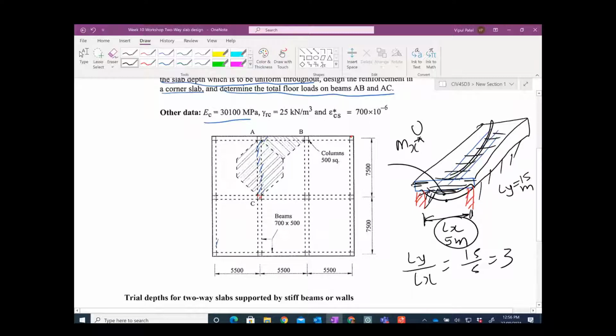But in two-way slabs, typically this span is reduced, and generally Ly on Lx is less than or equal to 2. In that case, my intention here is that Ly is the notation for the longer span and Lx is the short span. That's how you put the notations.